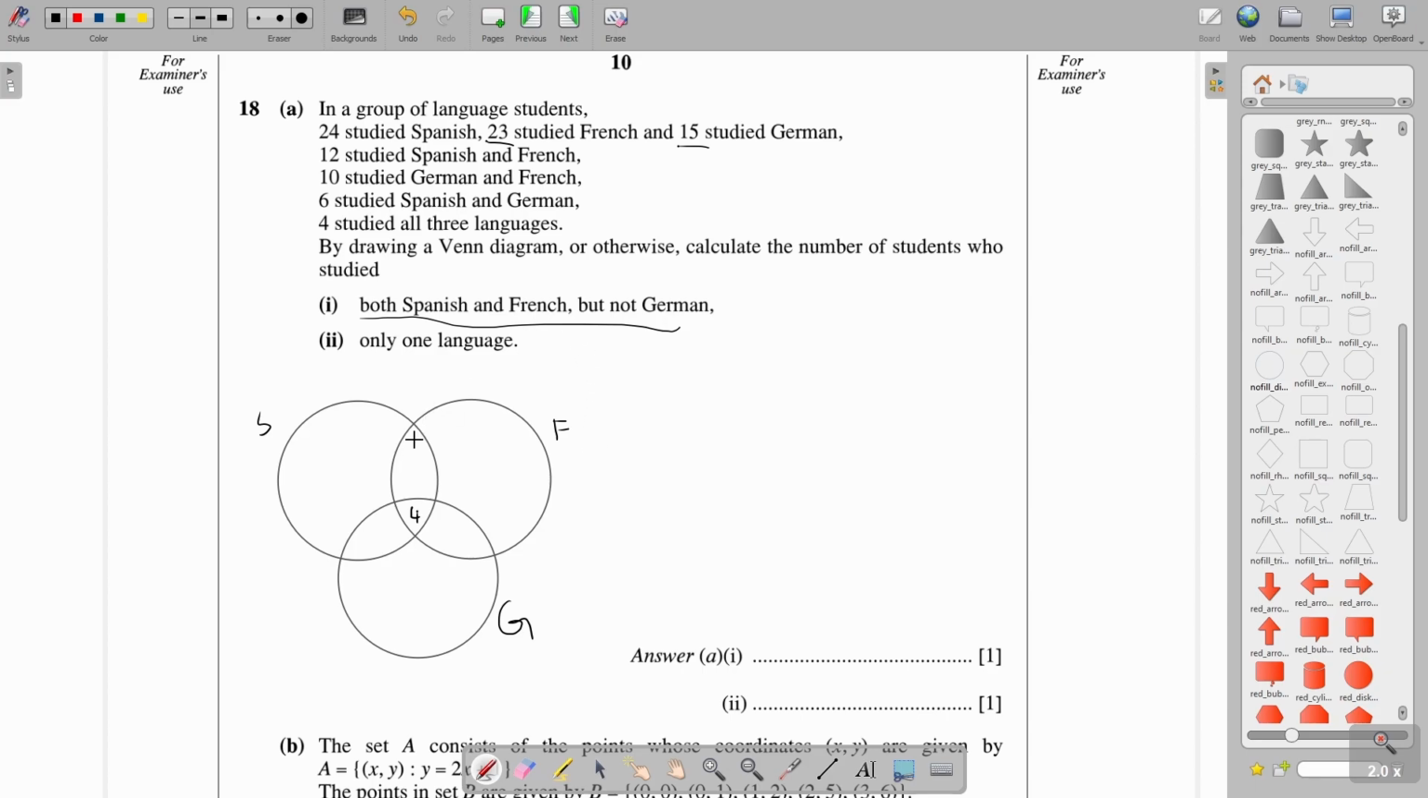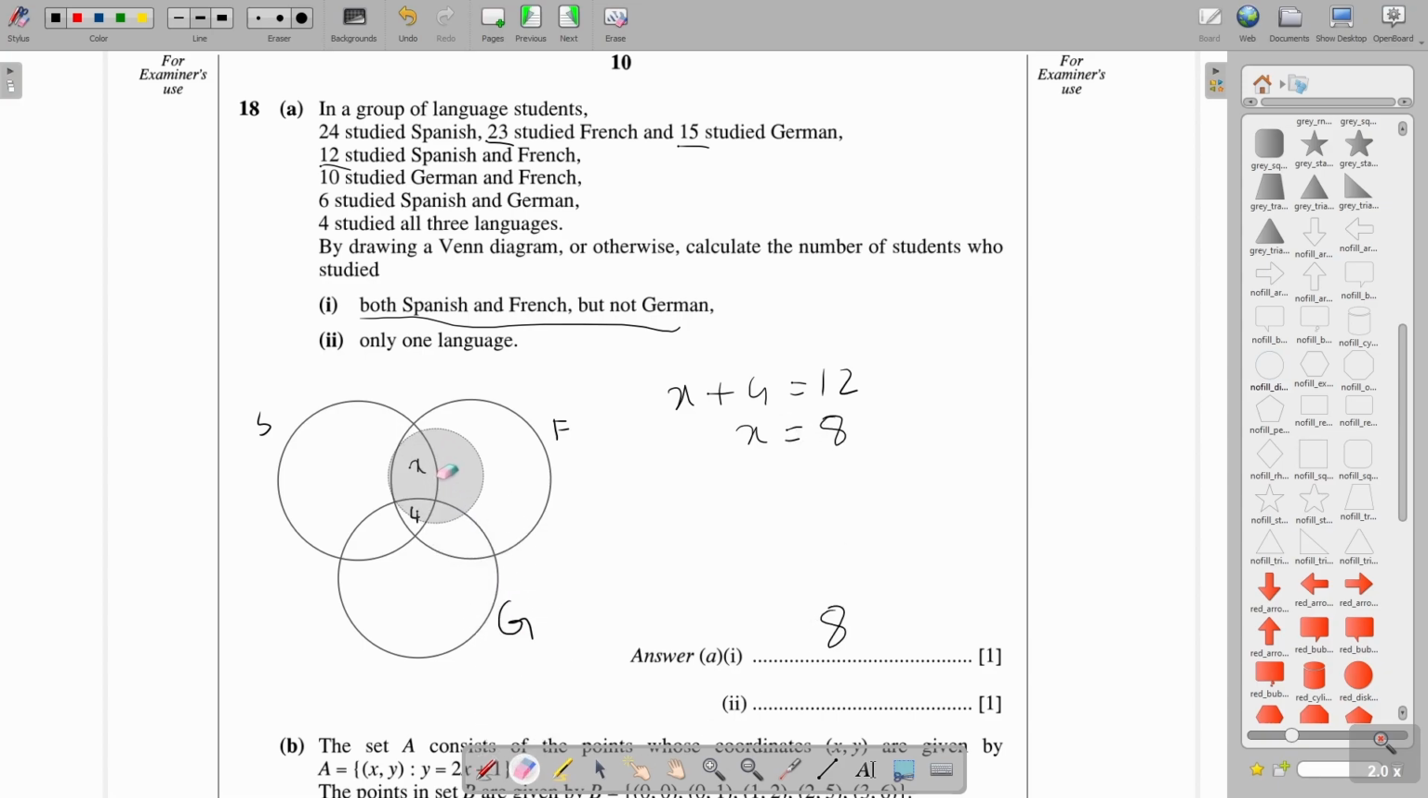So what we need to find is actually just this part, which is both Spanish and French, but not German, because the 4 also study German, so we just need those. So we know this whole part, which is Spanish and French, is 12, who might study German as well, but this part has 12, which also includes the 4. So if I call this one x, we know that x plus 4 is equal to 12, which means x is going to be 8.